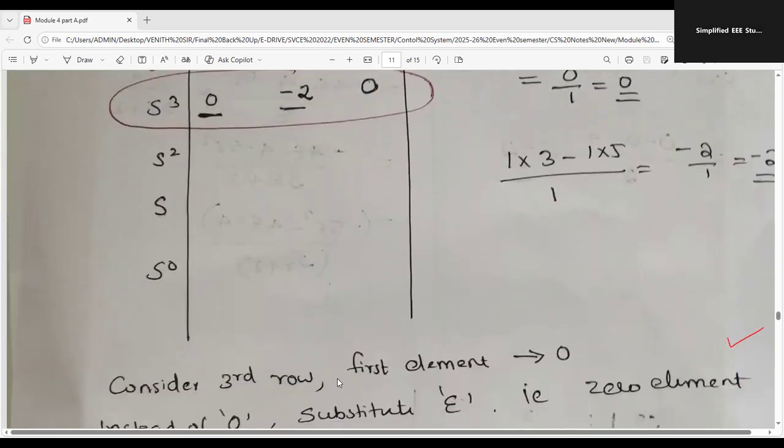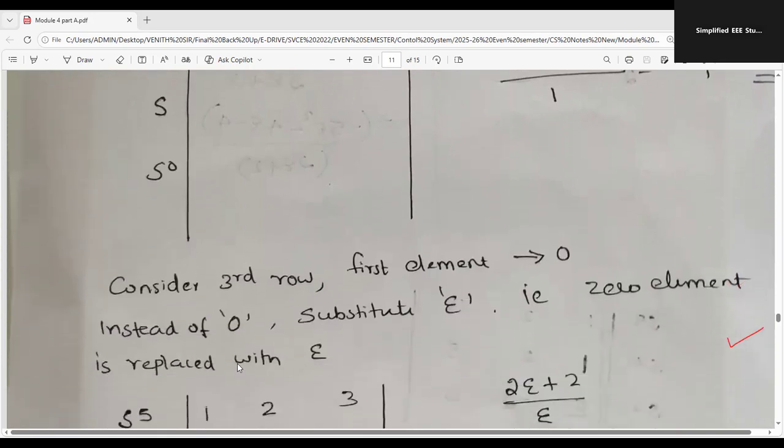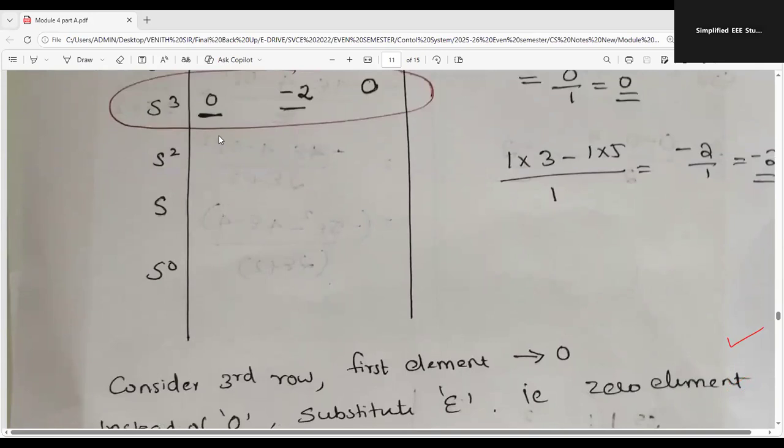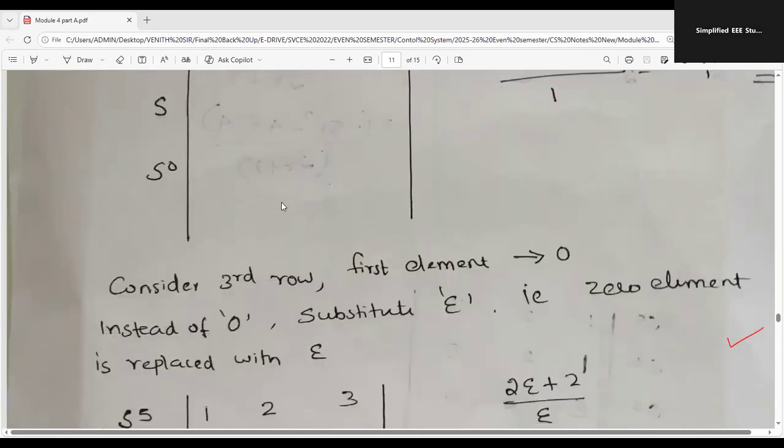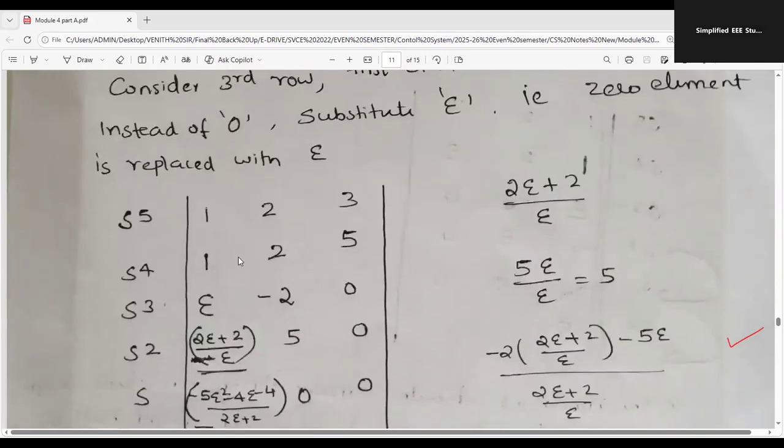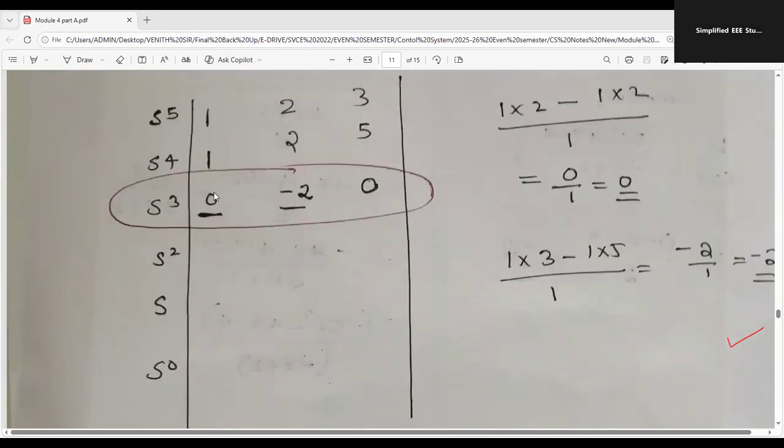Consider the third row. The first element is 0, and that is where we got stuck. Instead of 0, use epsilon. We consider a non-zero element called epsilon in place of 0. So please modify the Routh array. Let me modify the Routh array. Instead of 0, kindly put epsilon. As you can see, you got 0 here, right?